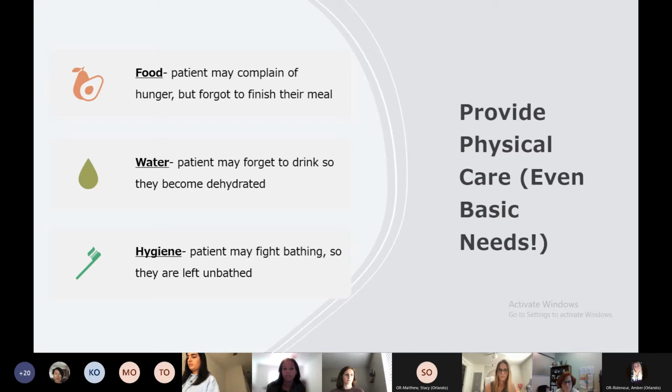Patients can sometimes complain that they're hungry or forget that they finished their meals. So we need to remember to feed them. With water, they may forget to drink, so they become dehydrated. And already with the age-related changes, it's easy to become dehydrated. So on top of forgetting to drink, it's that much more of an issue. And then you want to make sure you maintain the patient's hygiene. So you want to make sure you're bathing them, grooming them. Even though they're demented and forgetful, they still like to be upkept like any other regular patient or person would. Next slide.